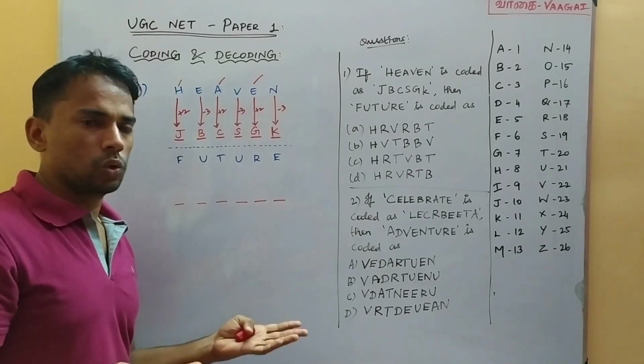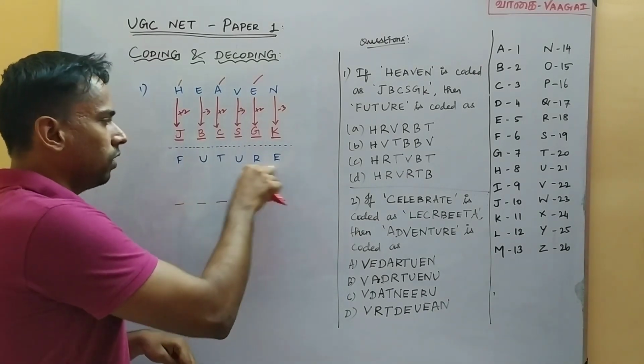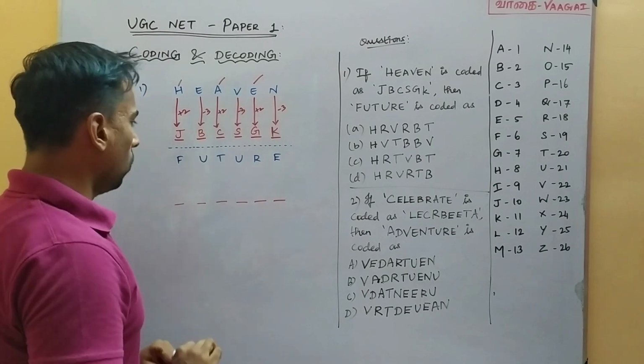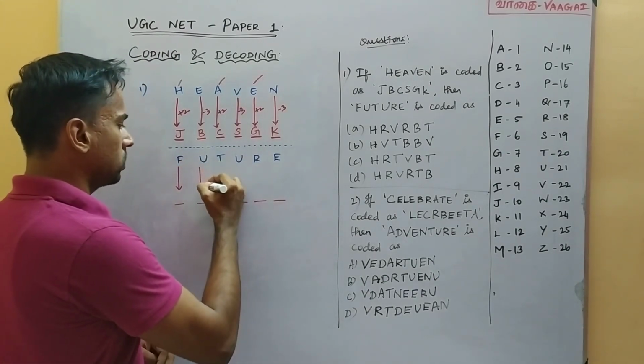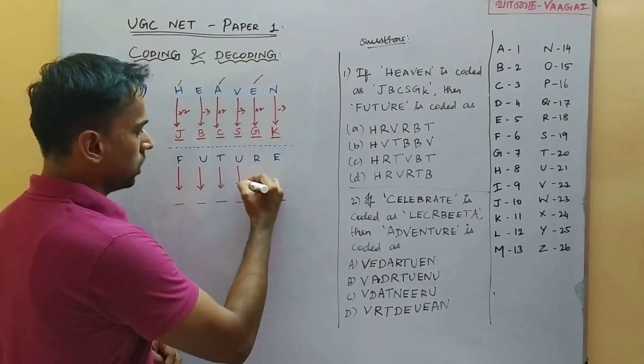So our task is to do the same thing for our given word also. Okay, fine. So let's do this for our word future, and the letters are here. I'll just put the arrow marks here itself, now itself.